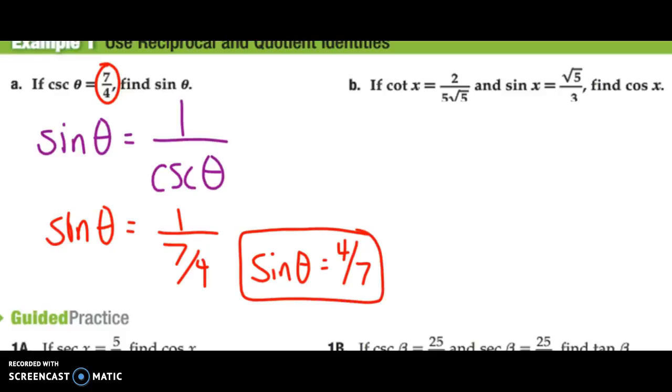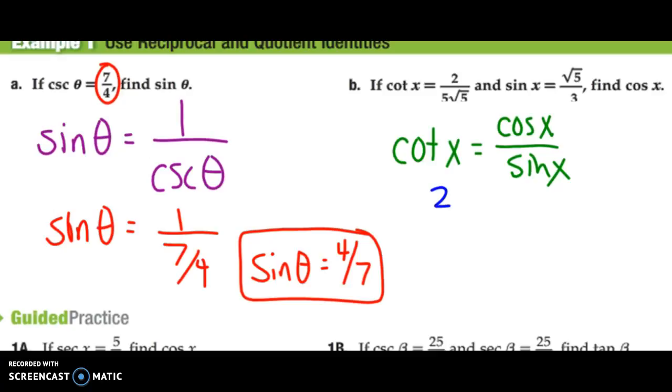Next one, it says if cotangent of x is 2 over 5 square roots of 5, and sine of x is the square root of 5 over 3, find cosine of x. Well, we know that cotangent of x is cosine of x over sine of x, correct? Because tangent is sine over cosine, cotangent is cosine over sine. So we know that this is 2 over 5 square roots of 5, and then we have cosine of x, and that's going to be equal to the square root of 5 over 3.